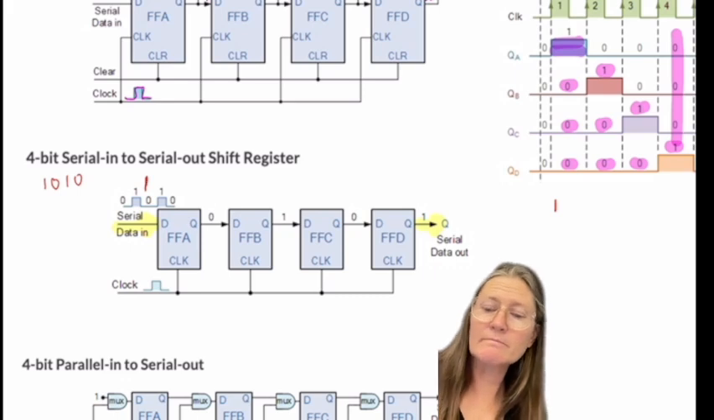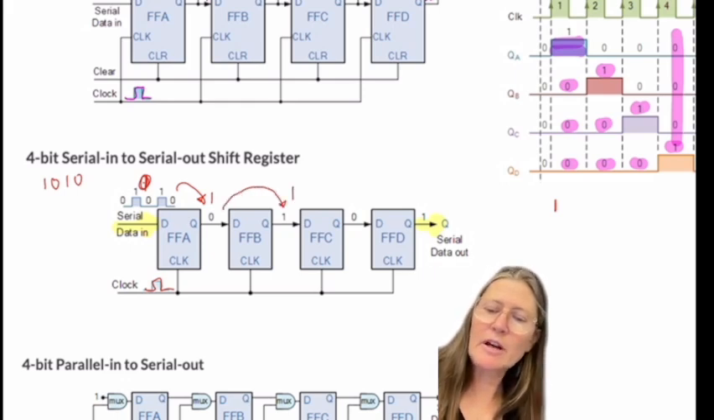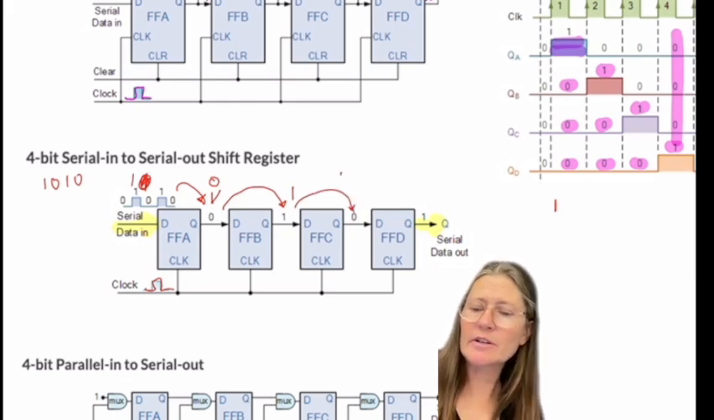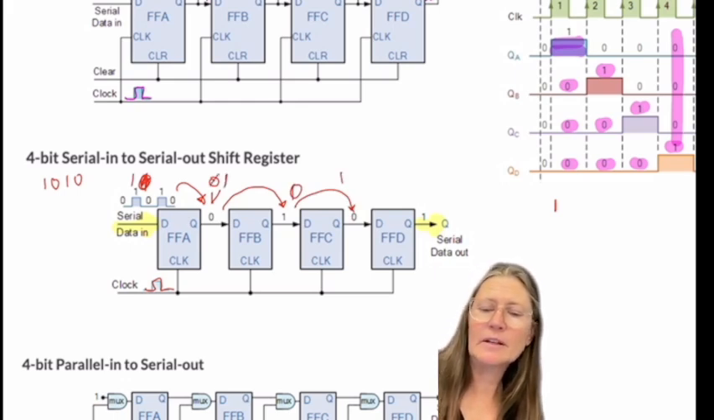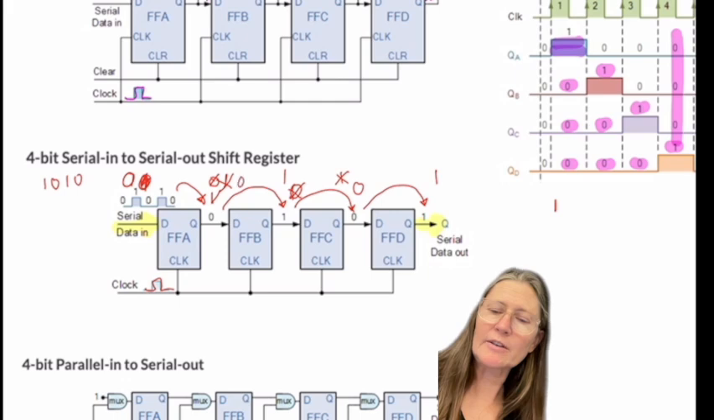I put in a 1, I clock it, and the 1 moves here. Change that to a 0. This gets moved here, and the 0 moves in here. Then I change it to a 1. This shifts here. This changes to a 0. This changes to a 1. And then I have a 0. This shifts here for a 1. The 0 moves here, 1 moves here, and 0 moves here.